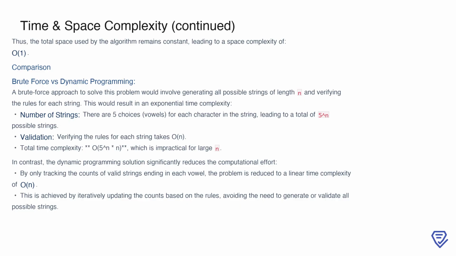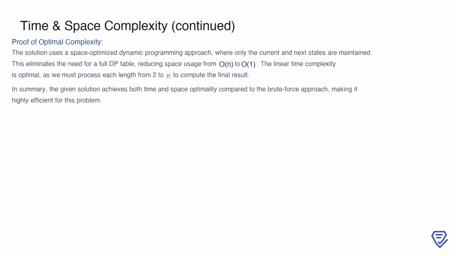On the other hand, the dynamic programming solution avoids generating and validating all possible strings. By focusing only on the counts of valid strings ending in each vowel, the problem is reduced to a linear time complexity of O(n). This significant optimization is achieved by iteratively applying the rules to update the counts, making the solution far more efficient. The optimality of this solution lies in its space-efficient dynamic programming approach.